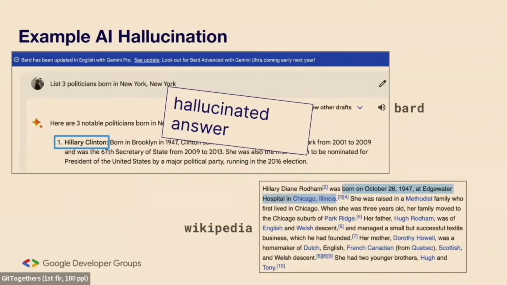So I recently did this on Bard with Gemini. List 3 politicians born in New York City. Seems like a simple question. And the first response is Hillary Clinton. And of course, if you go to Wikipedia, you see she was born in Chicago. So this is a hallucination.